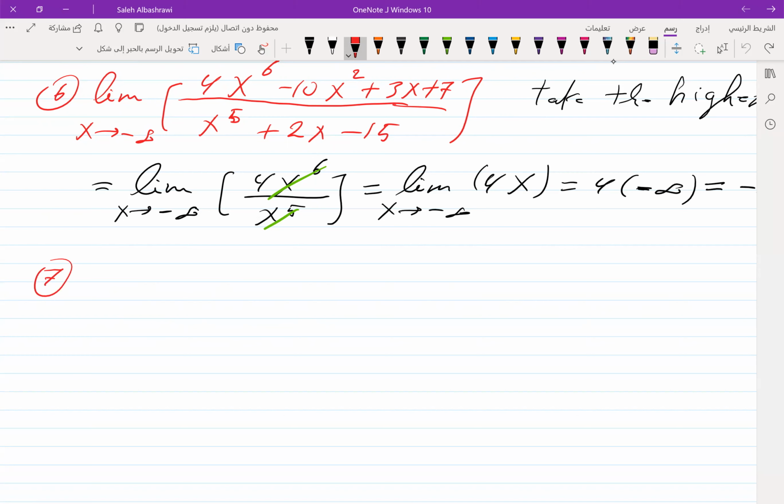Number 7. Find the limit of this function: 3x squared plus 4, to the power 3, multiplied by 1 minus x to the power 3, all to the power 4, divided by x to the power 3 plus 5, multiplied by x to the power 15 minus 9, where x goes to plus infinity.